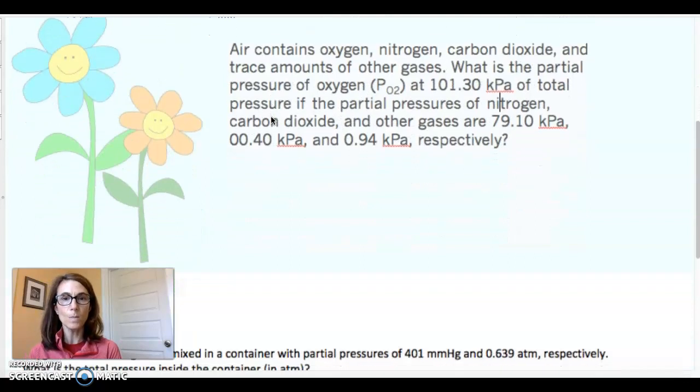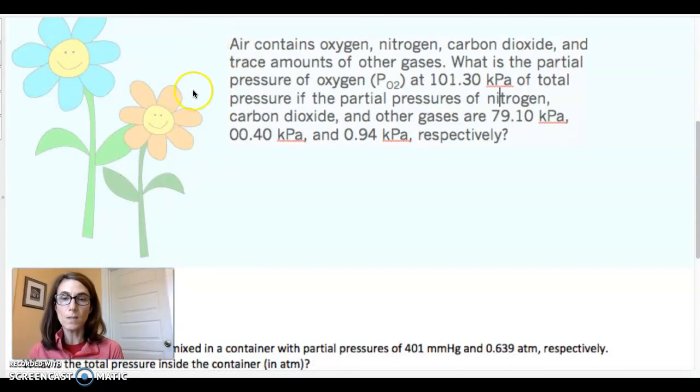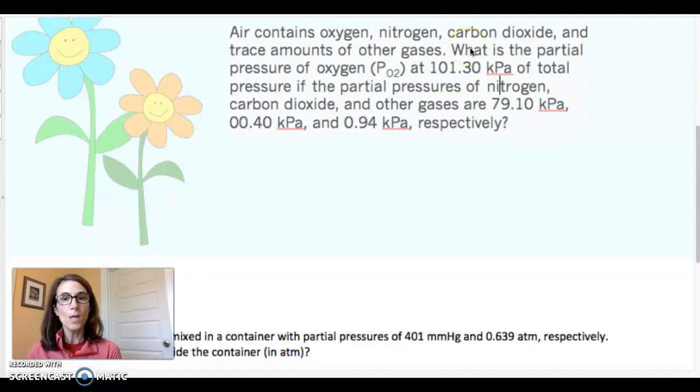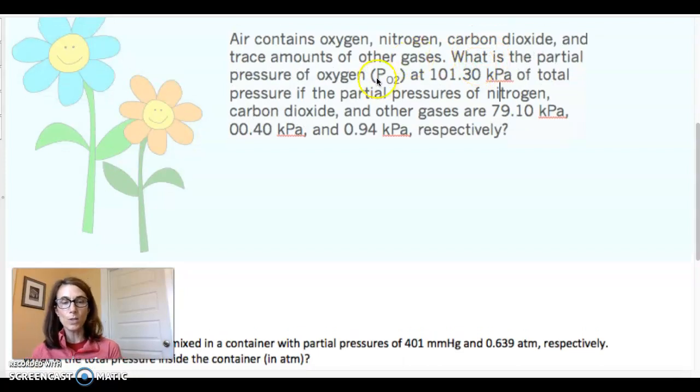Here's an example. Air, for instance, is a mixture of gases. It's a mixture of oxygen, nitrogen, carbon dioxide, and trace amounts of other gases. Oxygen, nitrogen, and CO2 are the main ones. What is the partial pressure of oxygen at 101.3 kPa of total pressure if the partial pressures of nitrogen, carbon dioxide, and other gases are 79.1, 0.400, and 0.94 kPa respectively? Basically, what we have to do is set up our equation.